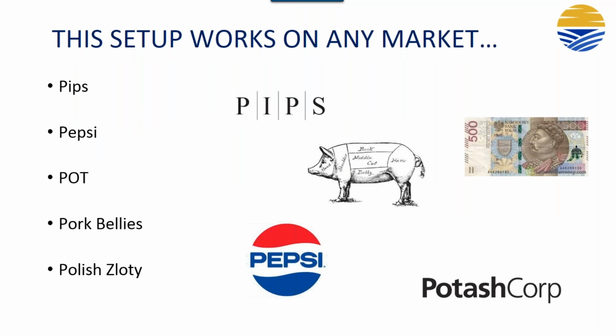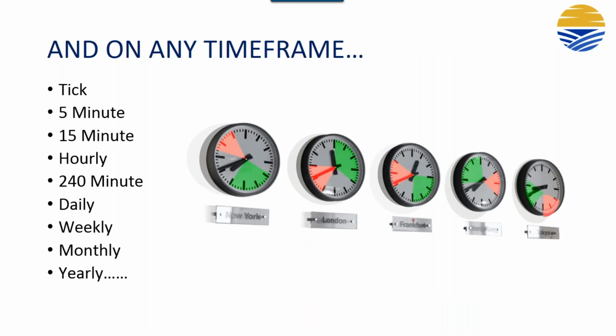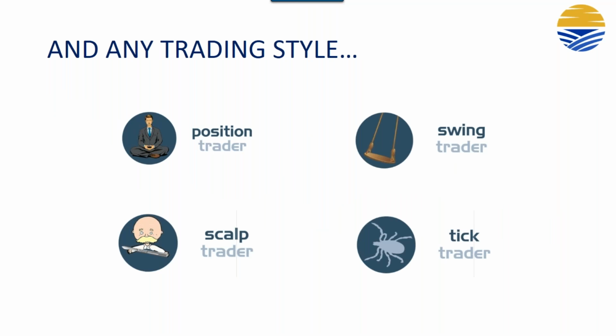Now, I've showed you that this setup works on any market, where you trade pips and Forex, Pepsi stock, potash or pot stocks, pork bellies, or Polish zloty. And on any time frame, where you trade a tick, hourly, 4-hour, daily, and more, and any trading style. Are you a position trader, swing trader, day trader, tick trader? Tell me what everybody's trading style is.